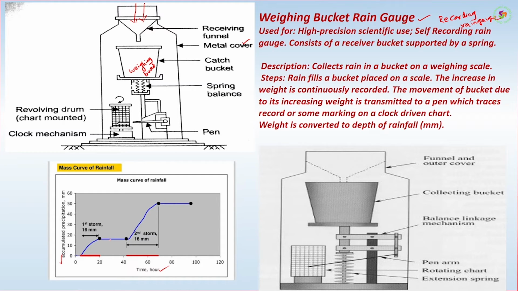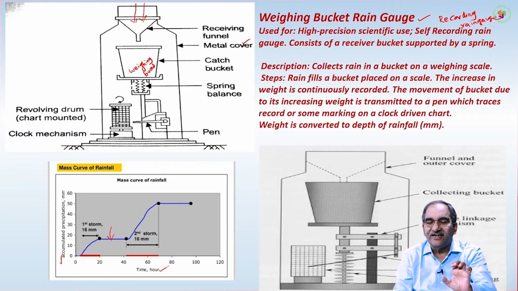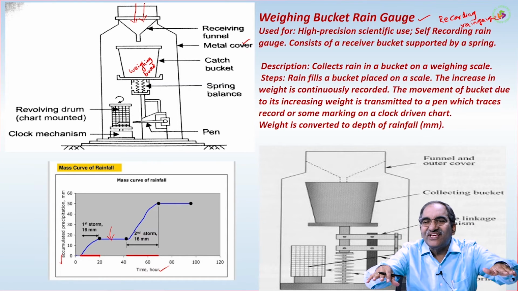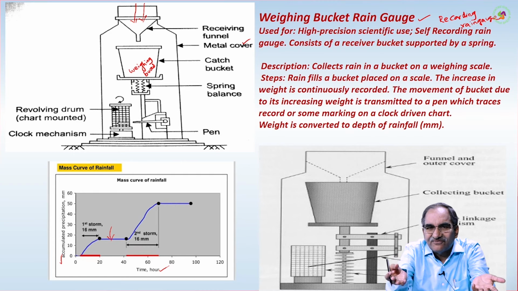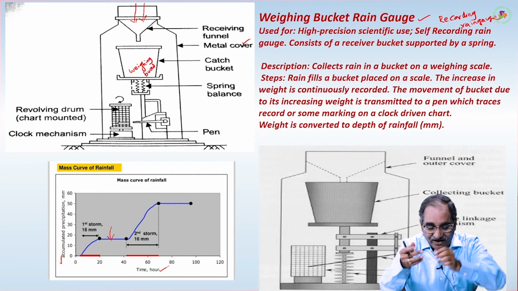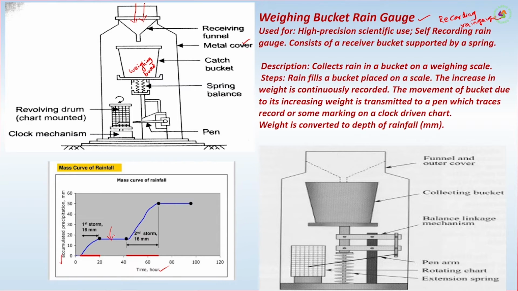At some point it is a horizontal line. What does a horizontal line indicate? The horizontal line indicates that there is no rainfall, because there is no change in the weight of the bucket. When there is no change in the weight of the bucket, there is no rainfall. So this indicates no rainfall. So the first term is over. Again the second storm has occurred. After that again it is a horizontal line. Wherever a horizontal line is there, that indicates that there is no rainfall during that period.